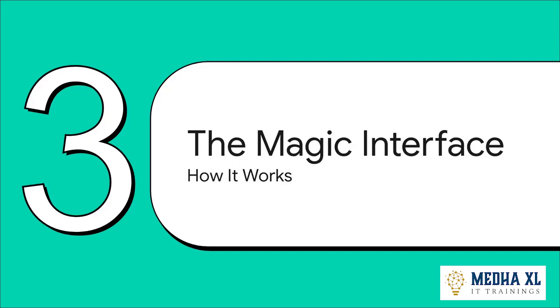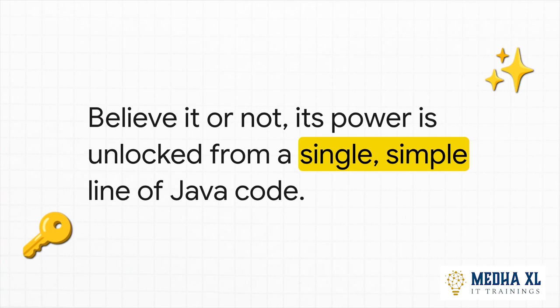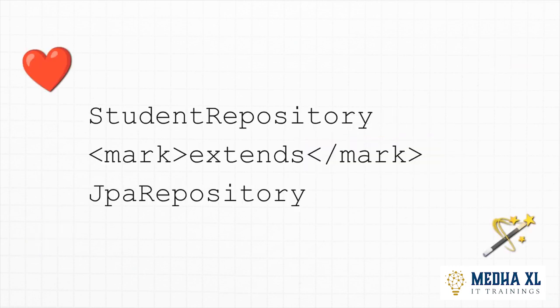So how does it actually do this? It can honestly feel like magic, but it's really just some very clever engineering. So let's pull back the curtain a little bit and see how this magic actually works. Believe it or not, pretty much all the power that we're about to talk about gets unlocked from one single, incredibly simple line of Java code. And here it is. This is the key.